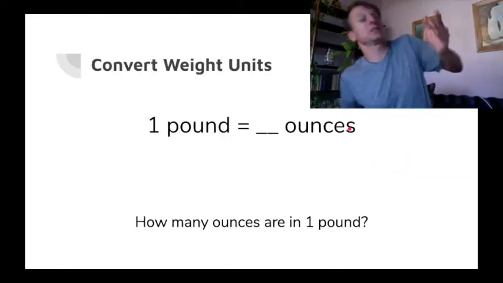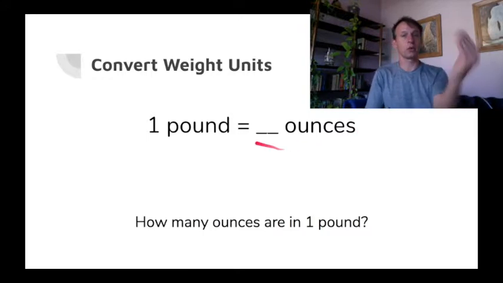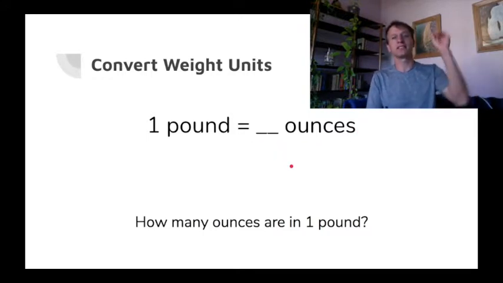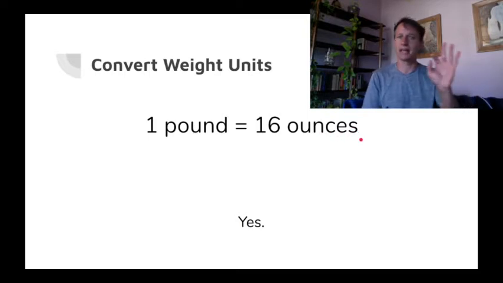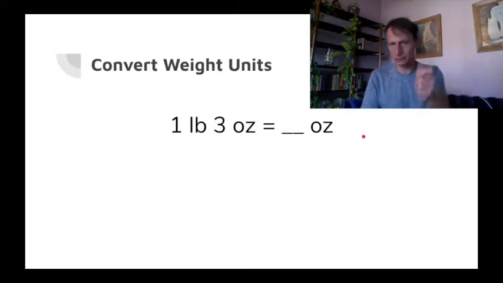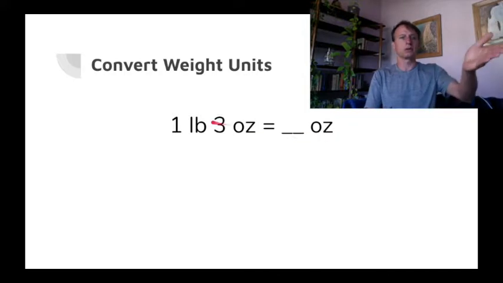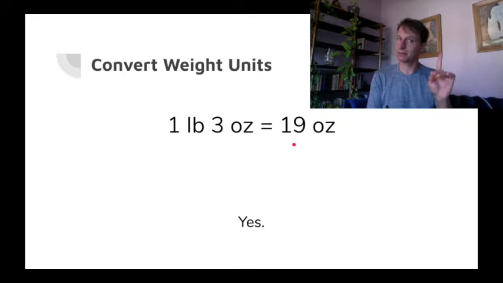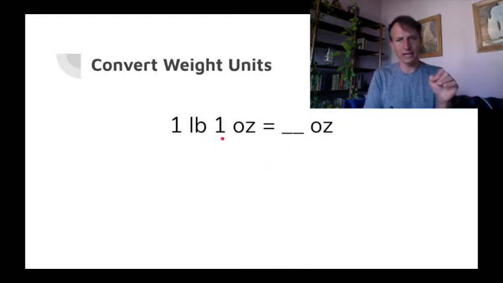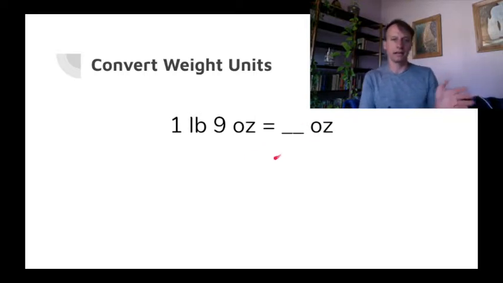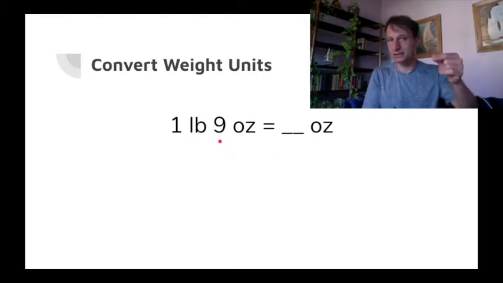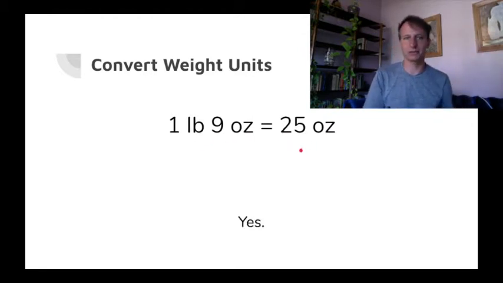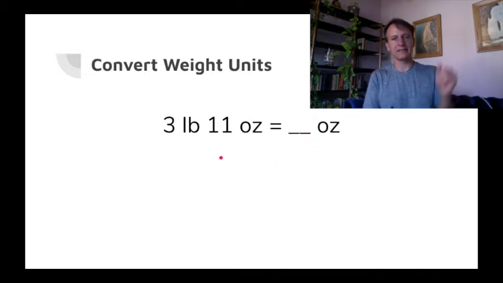All right, so let's start with that straightforward conversion right there. 1 pound is how many ounces? Well, yes, it is 16 ounces. Okay, so then that would mean that if you had a pound and 3 ounces, that's a total of, well, the pound we just said is 16, and 3 more would be 19 ounces. Beautiful. All right. 1 pound, 1 ounce. 16 and 1 are 17 ounces. And 1 pound, 9 ounces. 16 and 9, 25 ounces.